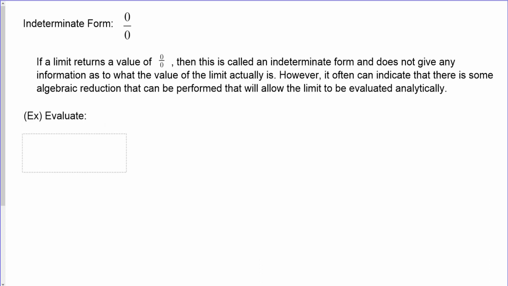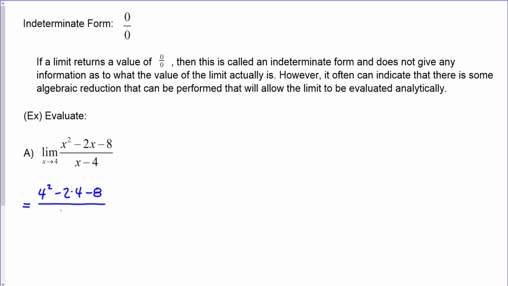So let's begin with an example. The limit as x goes to 4 of x squared minus 2x minus 8 all over x minus 4. You should always try to plug in your value first, just to see what happens, because if you get a real number, you're done. You don't have to go any further. This would be 16 minus 8 minus 8 over 0, which in fact would be 0 over 0.